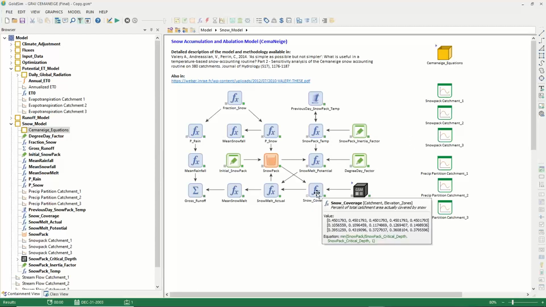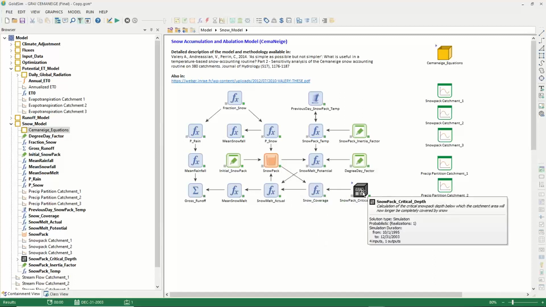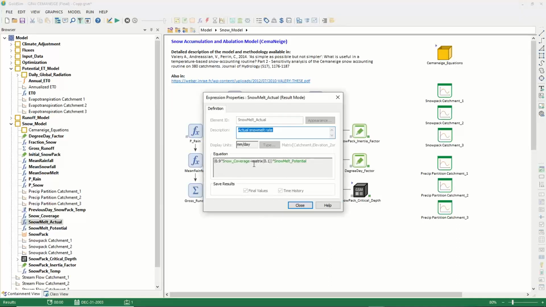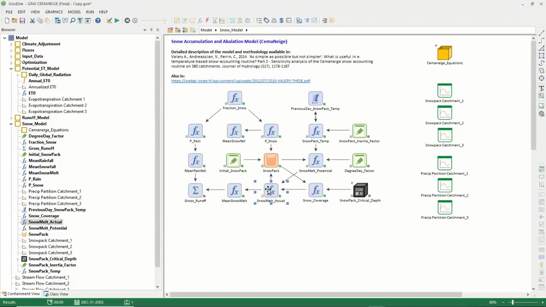Your snow coverage is defined so that if the depth of your snowpack is above your critical snowpack depth, you have 100% snow coverage. As soon as your snowpack goes below your critical depth, you start to have less than 100%. Finally, you calculate your actual melt based on your snow coverage and the potential snow melt, and you adjust the snowpack again. Your actual snow melt goes to the gross runoff, so gross runoff equals rain precipitation plus your actual melt. I'm going fast over this, but all the equations are there and you have the references for the paper and thesis.